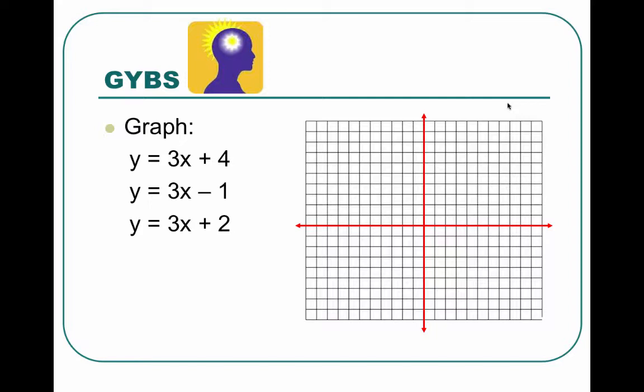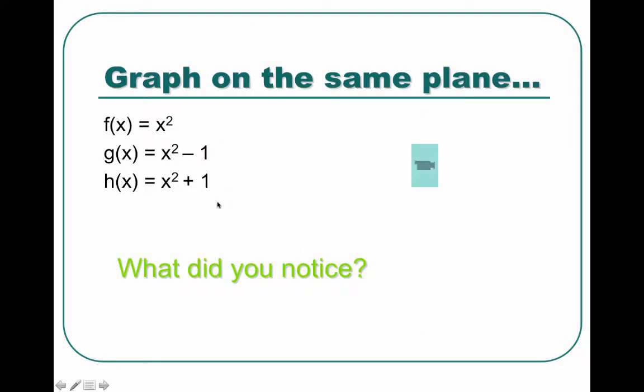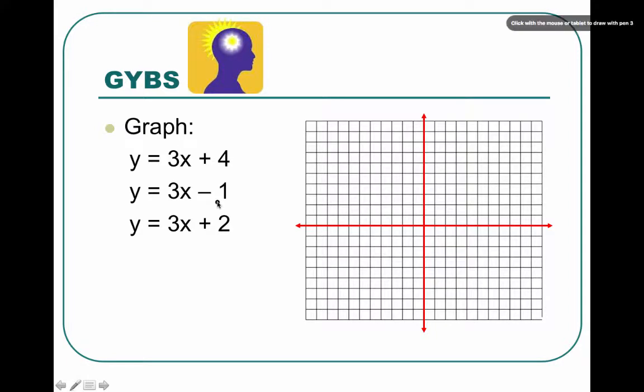This first one, they just want you to graph these three lines: y equals 3x plus 4, y equals 3x minus 1, y equals 3x plus 2. I think the key thing here is the fact that this one's going to have a y-intercept of 4, which would be 1, 2, 3, 4, and then we apply the slope: up 3, right 1, maybe down 3, left 1, connect the dots the best we can.